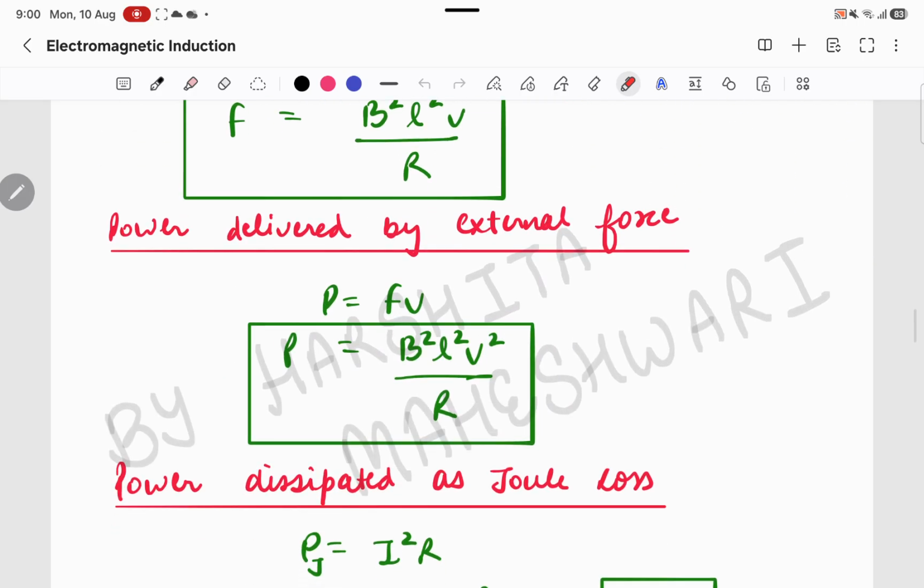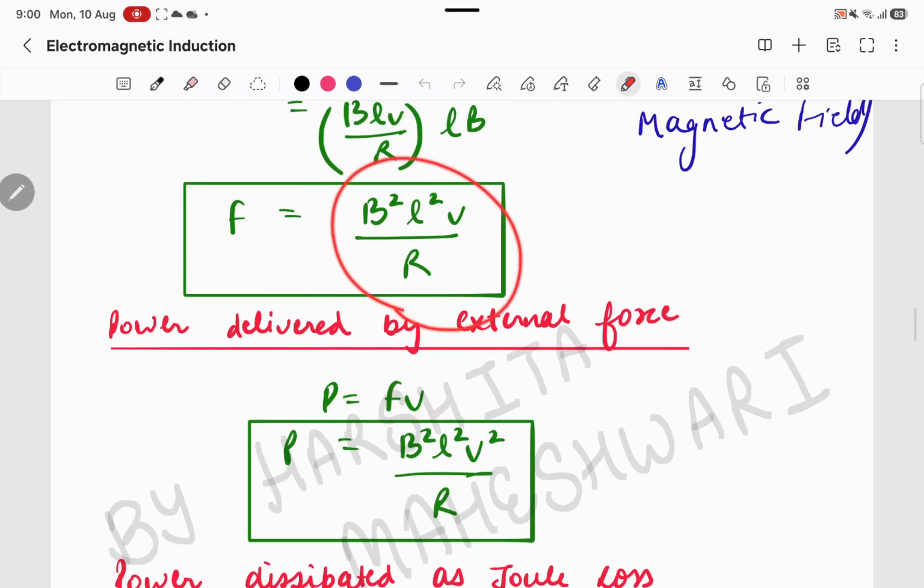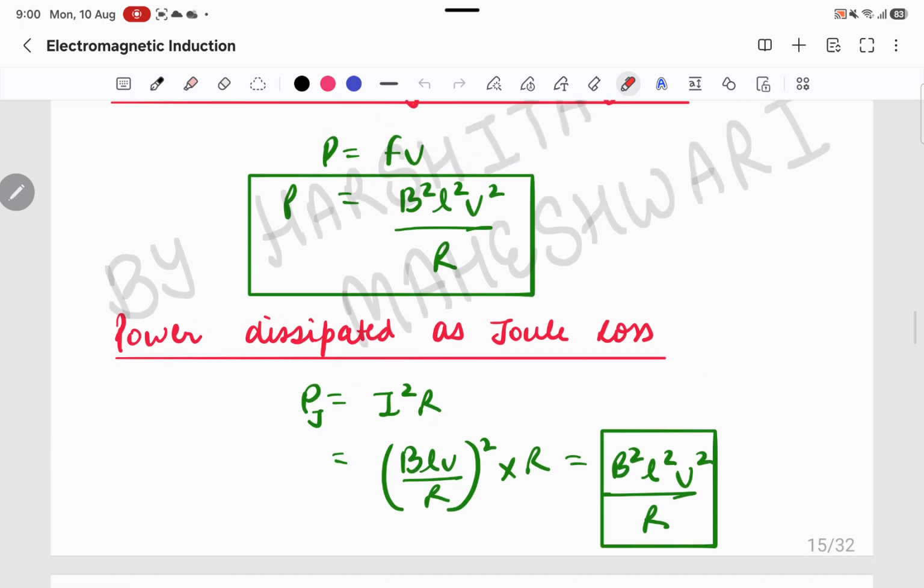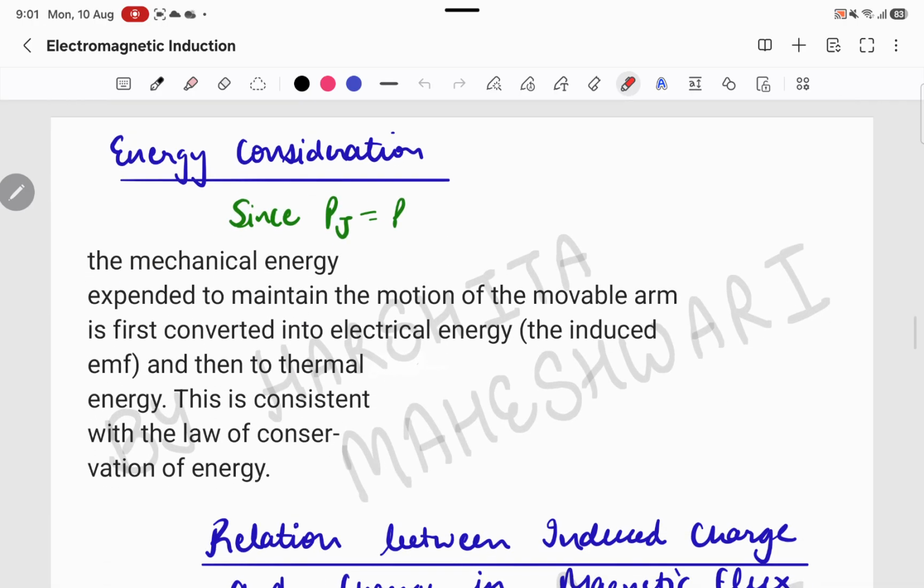For the power formula, we know that we can multiply the force with velocity, and we get the same term multiplied by one more velocity term. Clear? Next we have the power dissipated as Joule's law, which is directly I square R, and we again get the same formula for the power. So these are the two methods to calculate the power, and the expression is always the same. Clear?